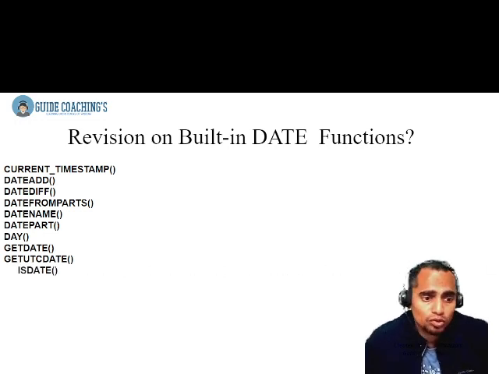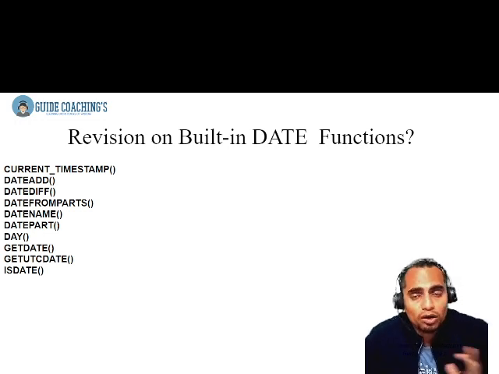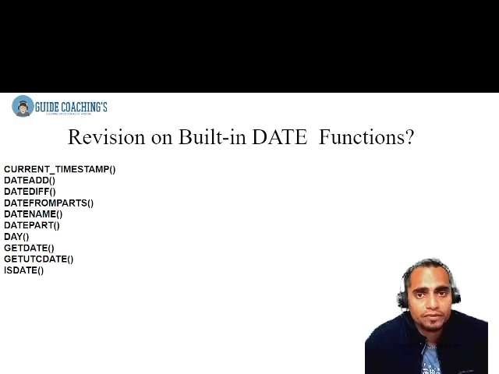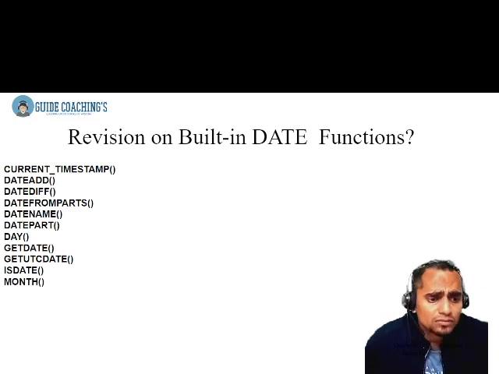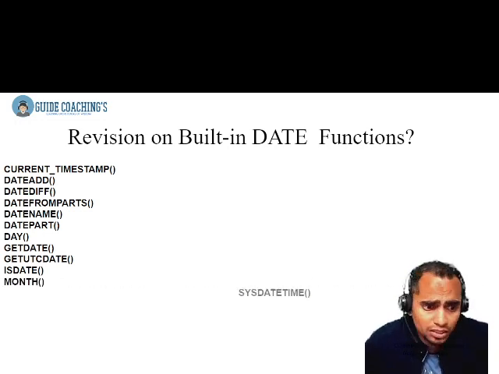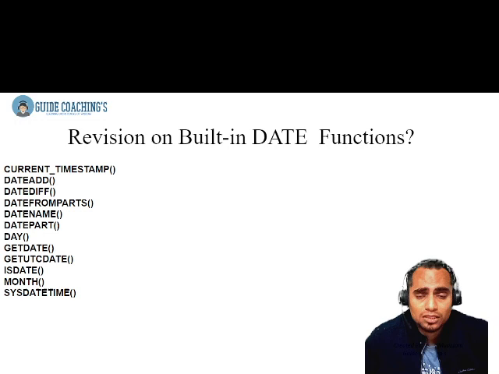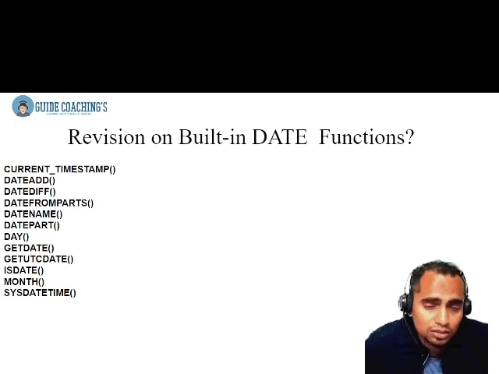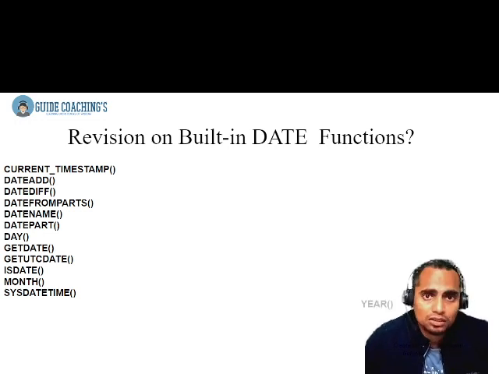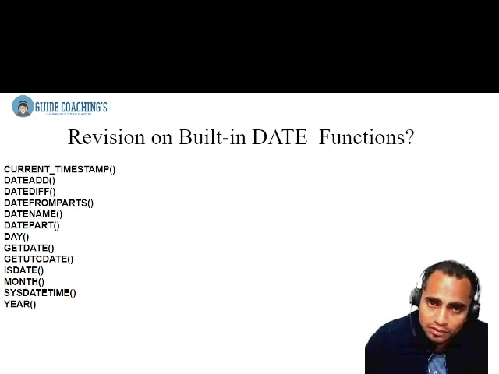And if we want to check whether the given date is a date or not, at that time we will use the isDate function. It will give us 0 or 1 as a value depending on whether it is a date or not. Then we have seen month, and then system date. System date works similarly to current timestamp. It will give us today's date, the system's date, and then we have seen the year.